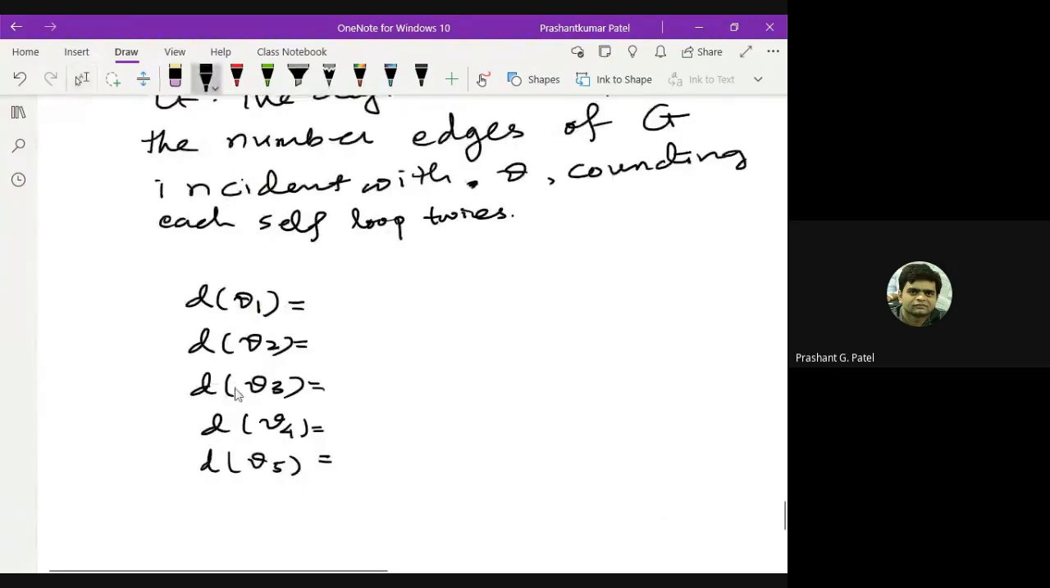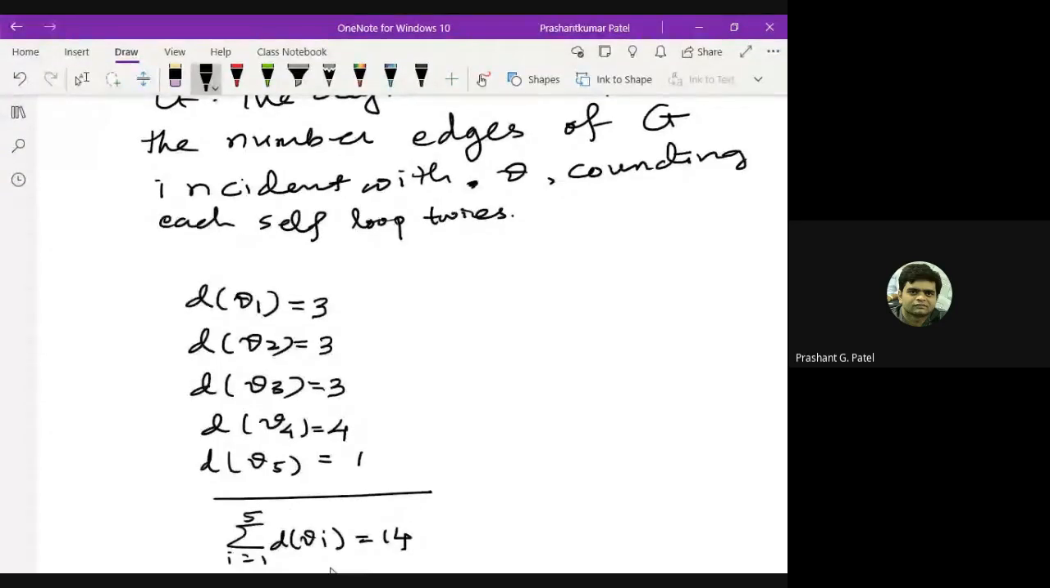So what is the degree of V1? 3. Degree of V2? Degree of V3? 4. 4. What is the degree of V5? 1. What will be the sum of all these degrees? That means summation i running from 1 to 5, d of Vi is 14.